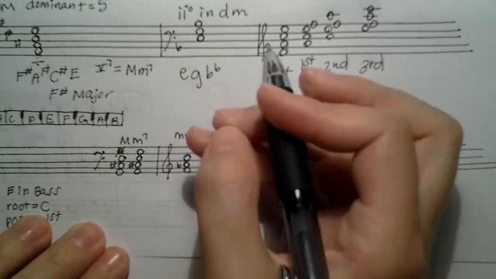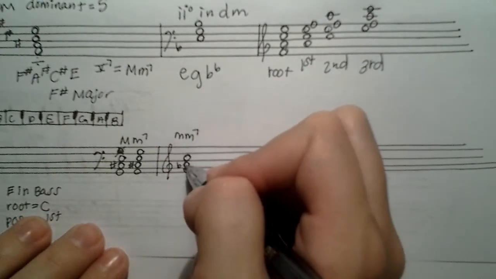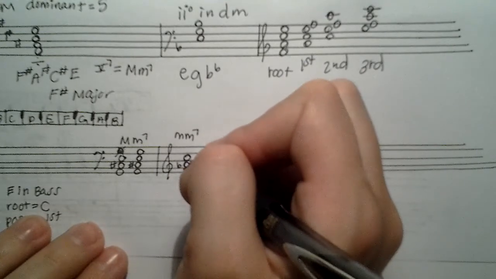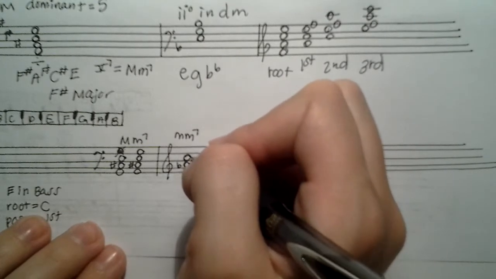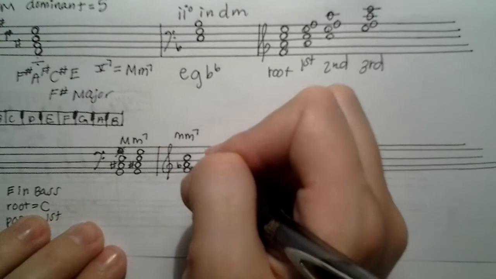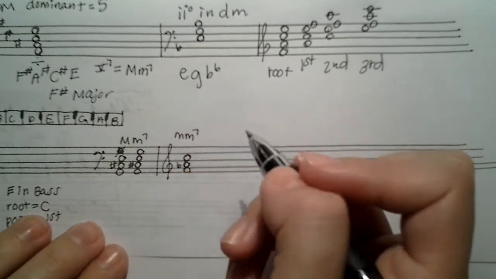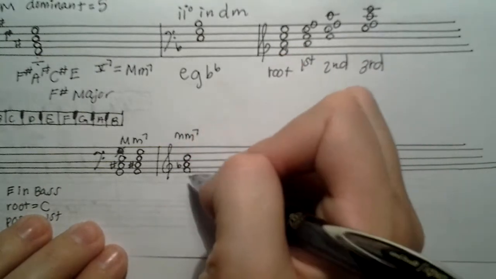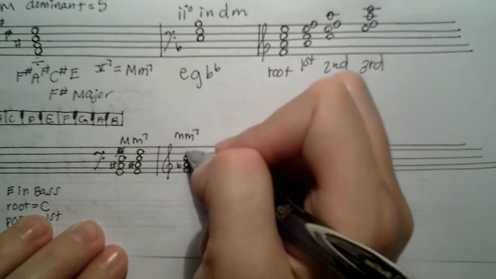F to A is a major third, so we had to flat it in order to make it minor. Now A flat to C is a major interval, so we have a minor interval below a major interval, so yes, it is minor. And then we would have to add our seventh.